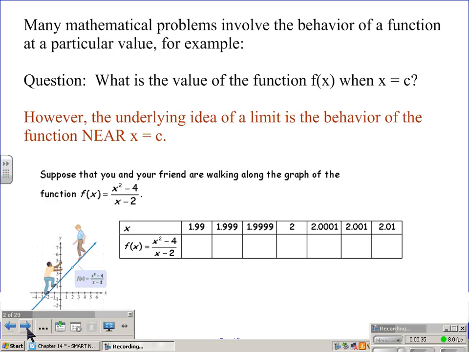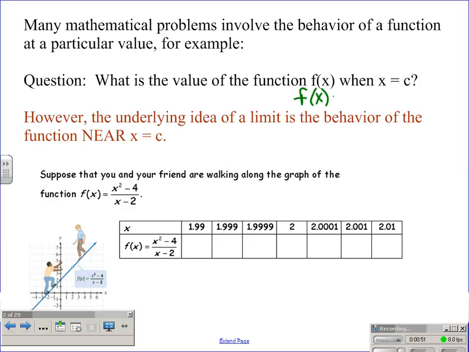Okay, so up until this point, most of the math problems you dealt with involve the behavior of a function at a particular value. For example, you may be asked to find the value of a function f of x when x equals c. So, for example, I tell you that f of x is equal to x plus 3, and find the value of f of x when x is equal to 2. Then you know that the answer there is 5. Now, the underlying idea of the limit is that we're looking for the behavior of the function near x equals c. So it's not actually what happens where x equals c, it's what's happening as x is approaching c.